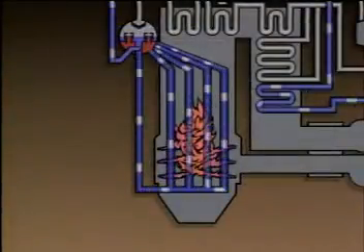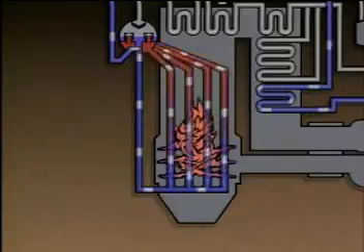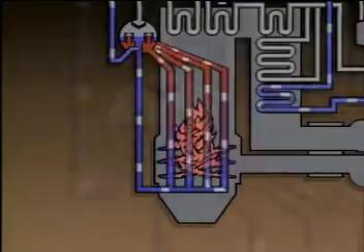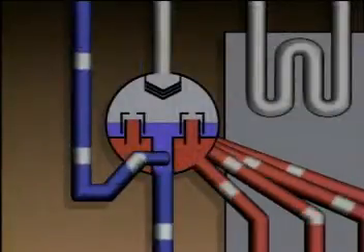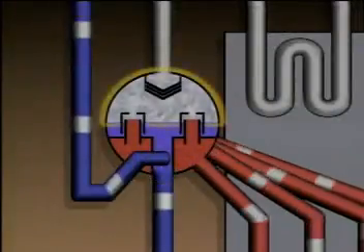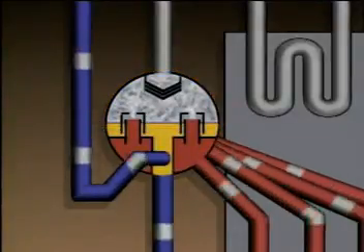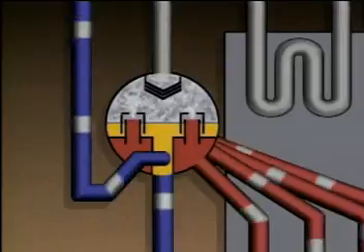As water flows up through the water walls, heat turns some of the water into steam. The mixture of water and steam rises until it enters the boiler drum, where it's separated into water and steam. The steam rises to the top of the drum, and the water remains in the bottom. The water is then available to recirculate through the boiler.